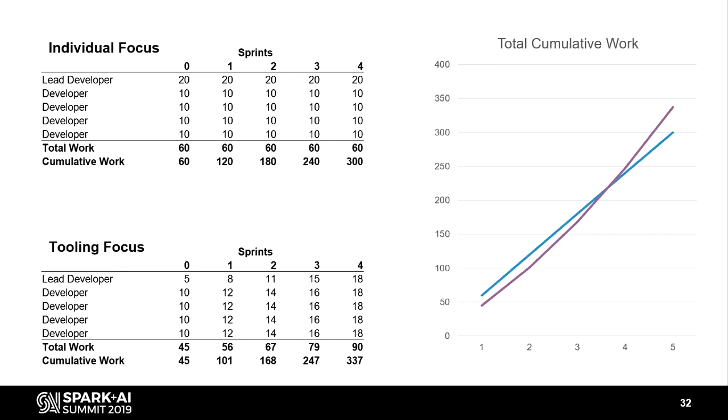I just made a mock-up example. If you have one person that you dedicate to making tools or making things easier for other people, it pays dividends later on, right? But maybe not right at first.